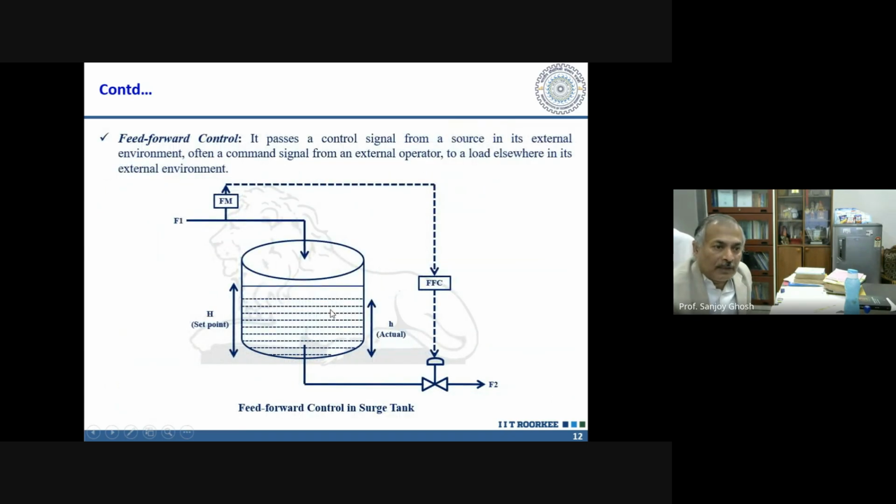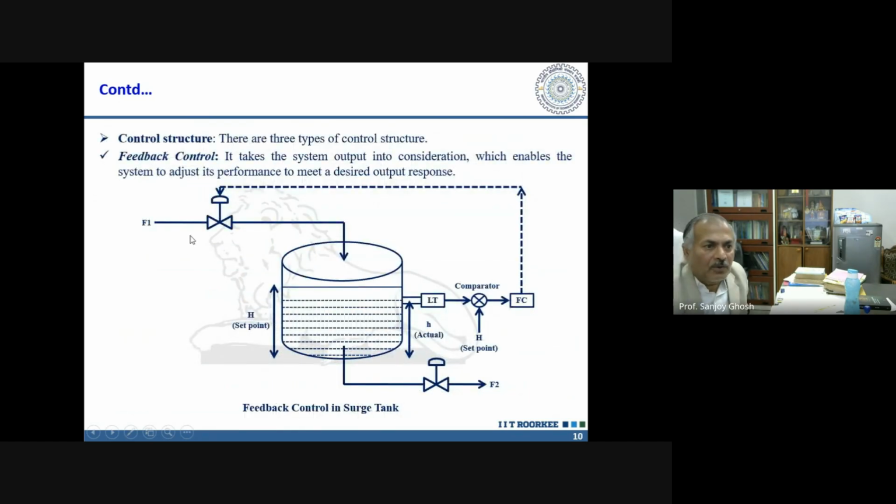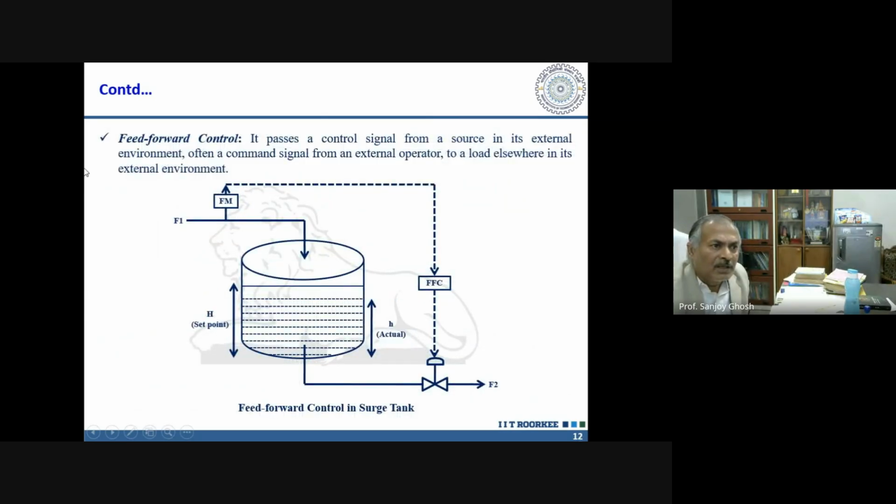Okay. Now look at feed forward. Feedback, I told you, is after the process is done, the value is measured and then it is given as feed to the controller. But feed forward is what? It senses. Suppose there is a tank and the flow is there. F1 and F2 are both there.